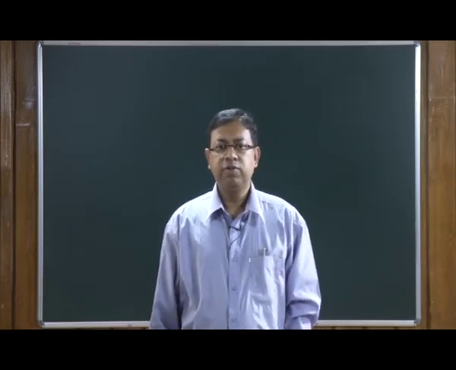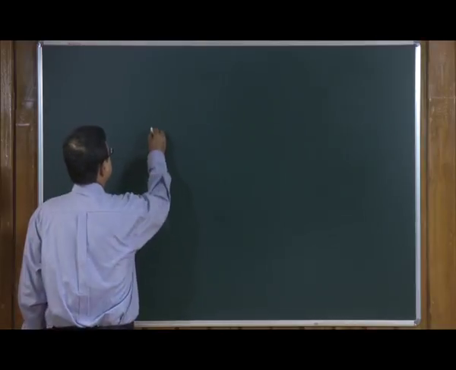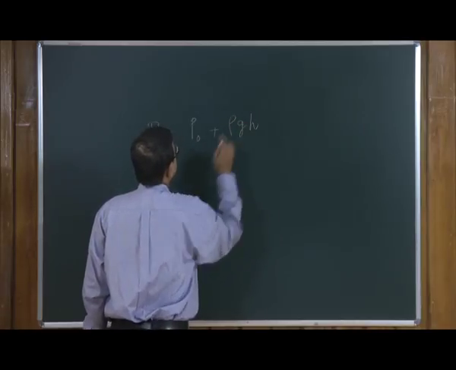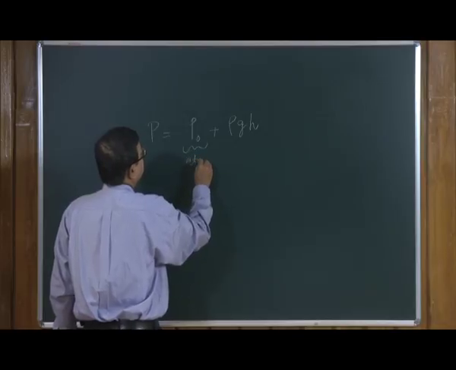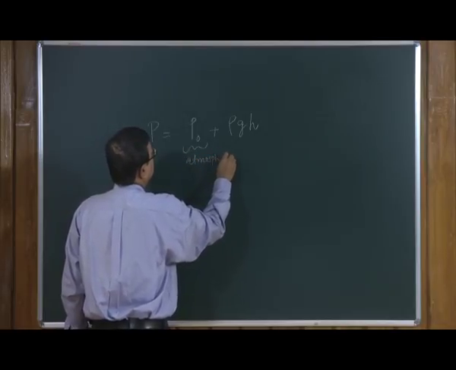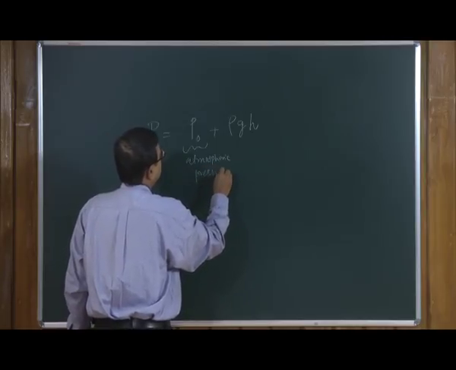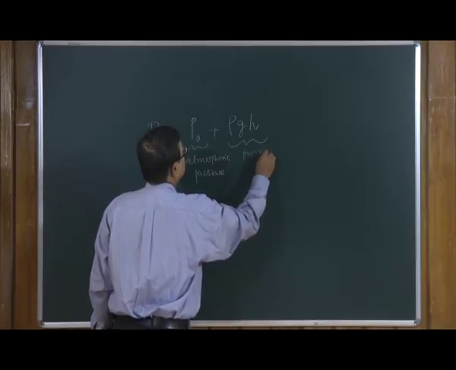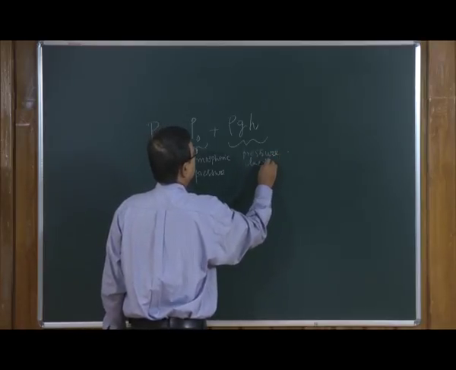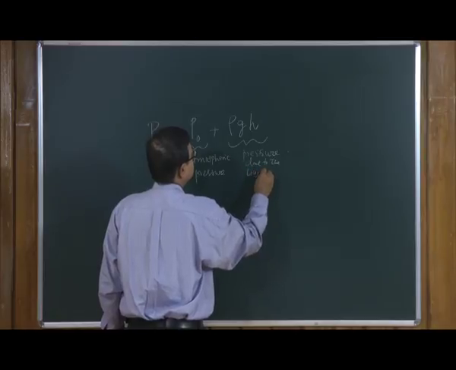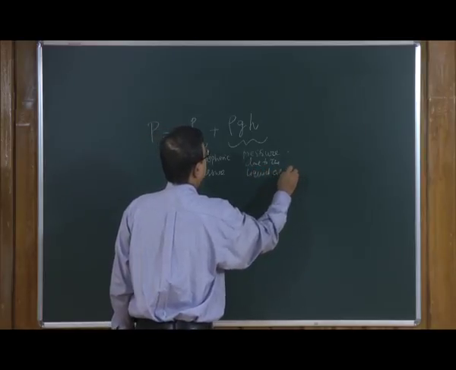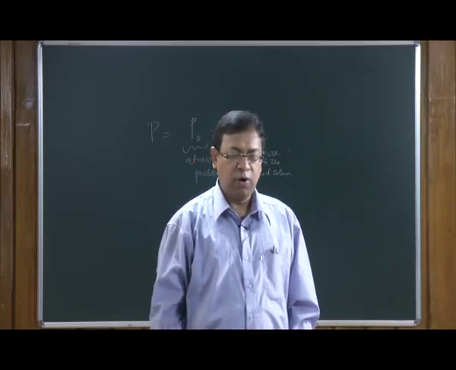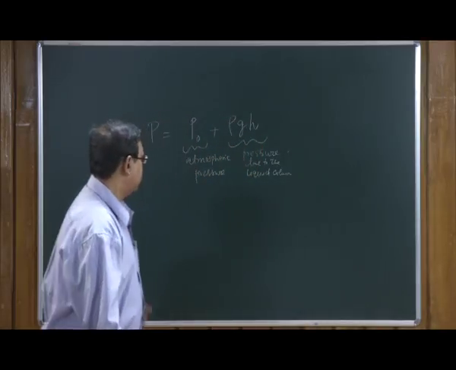Having looked at the expression for pressure, which is given as P equal to P 0 plus rho g h, this being the atmospheric pressure as we have discussed, and this is the pressure due to the liquid column of height h. We now want to do some problems using this formula, that is pressure due to liquids.